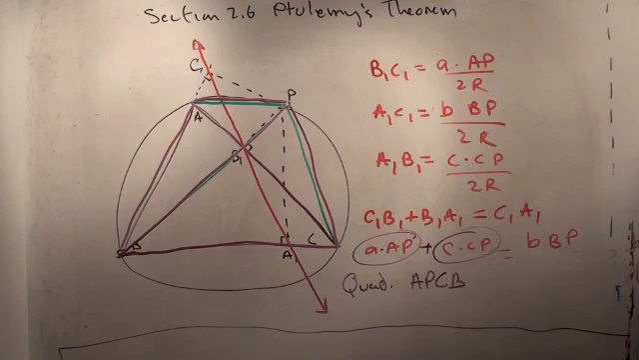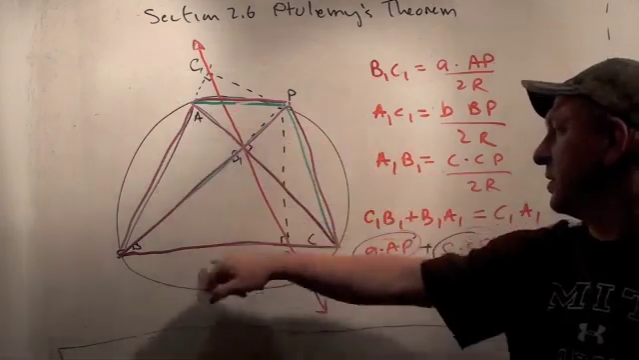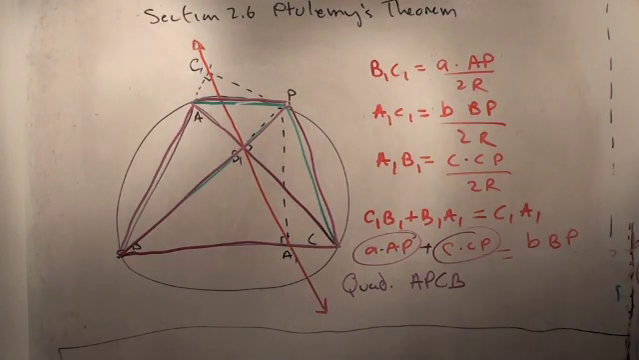And so we've stumbled upon, just completely by accident, a very easy theorem that says the following. For a cyclic quadrilateral, in other words, a quadrilateral inscribed in a circle, the sum of the products of the pairs of opposite sides, A times AP, C times CP, in other words, here and here, here and here, is equal to the product of the diagonals. And that's called Ptolemy's theorem.